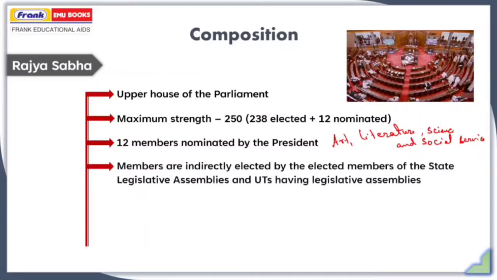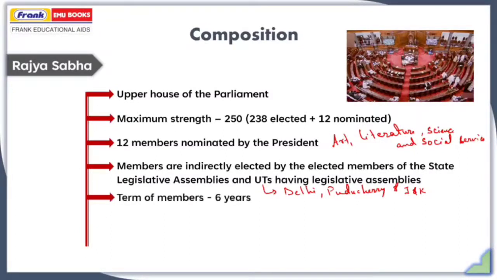And the elected members of the Rajya Sabha are indirectly elected by the elected members of the state legislative assemblies and the UTs which have legislative assemblies, that is, Delhi, Puducherry, and Jammu and Kashmir. So these union territories have legislative assemblies, plus all the states have legislative assemblies. So the members of those legislative assemblies indirectly elect the members of Rajya Sabha.